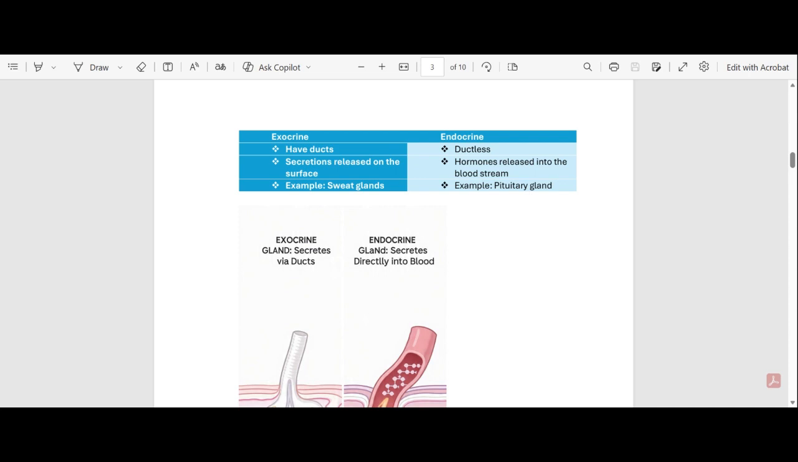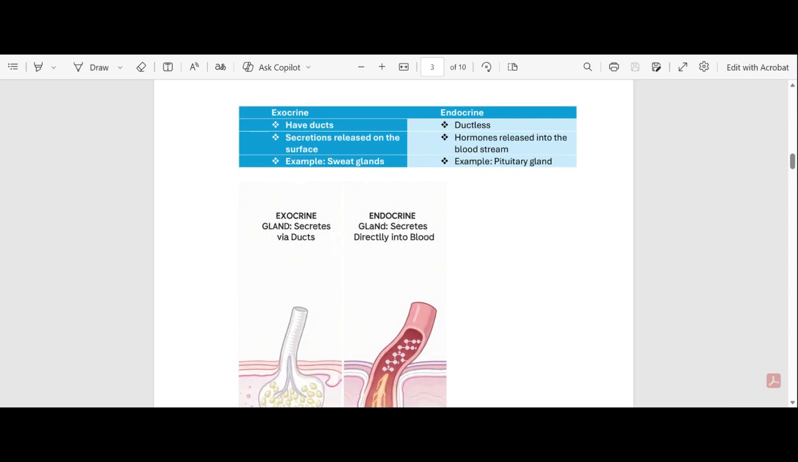Now let's look at examples of exocrine glands. One example is sweat glands. An example of an endocrine gland is your pituitary gland. The pituitary gland secretes hormones directly into the bloodstream, whereas the sweat glands secrete sweat on the surface of the skin, right? There are also glands that form part of the exocrine and endocrine glands simultaneously, so they perform both functions. For example, the pancreas is both an exocrine gland and an endocrine gland.